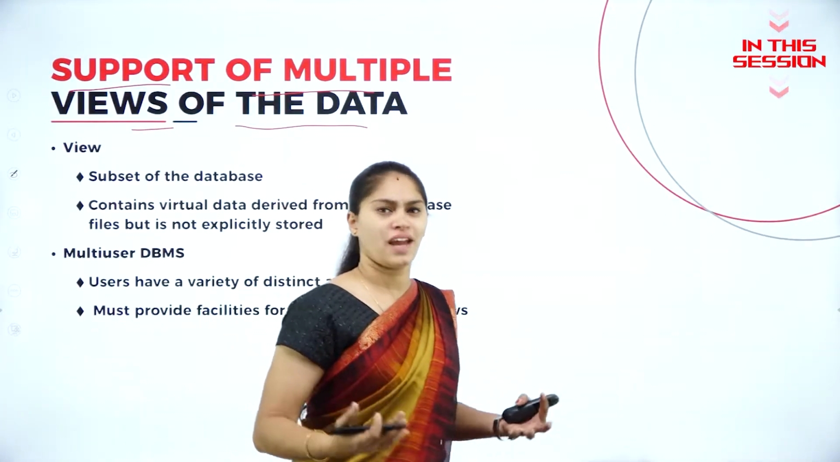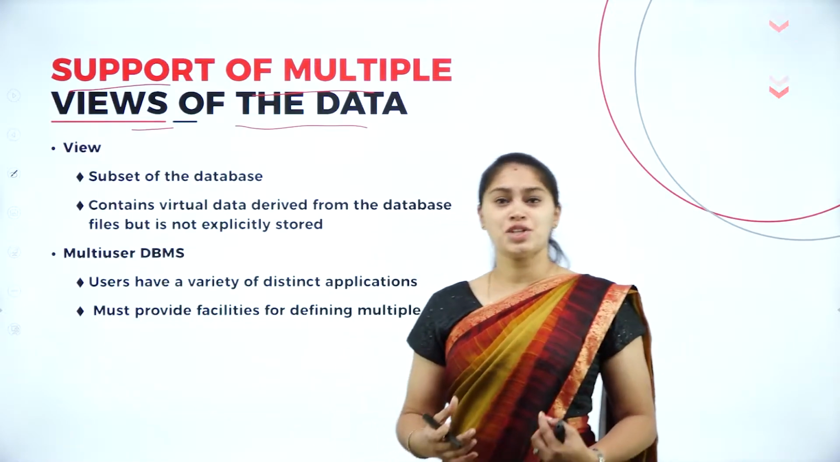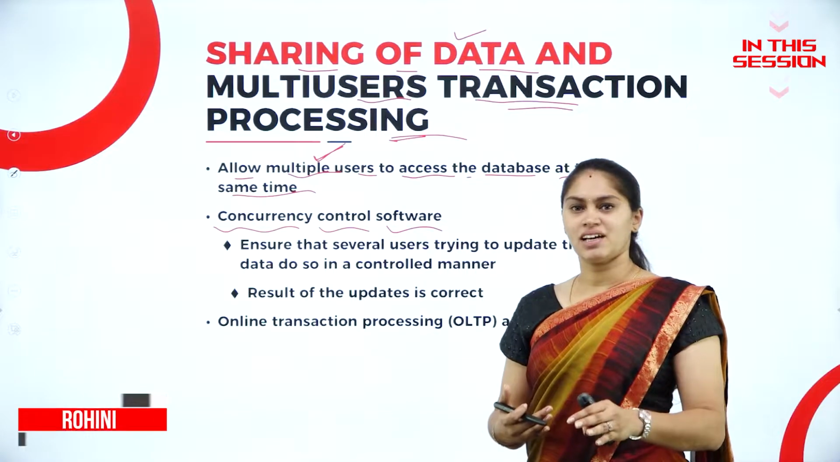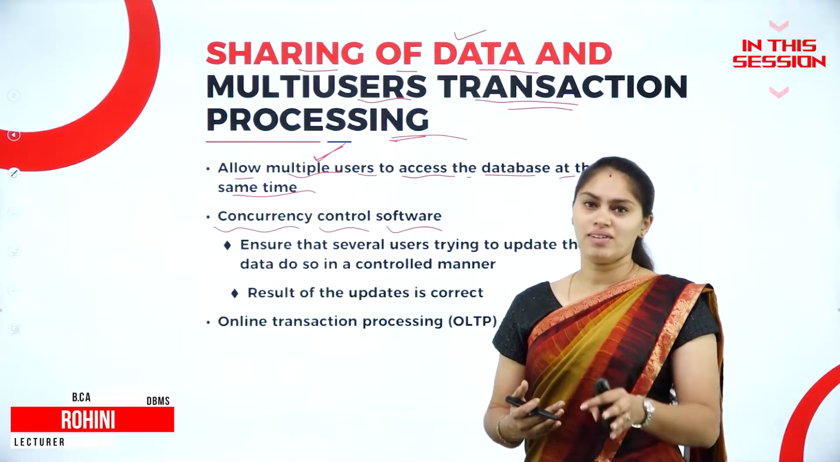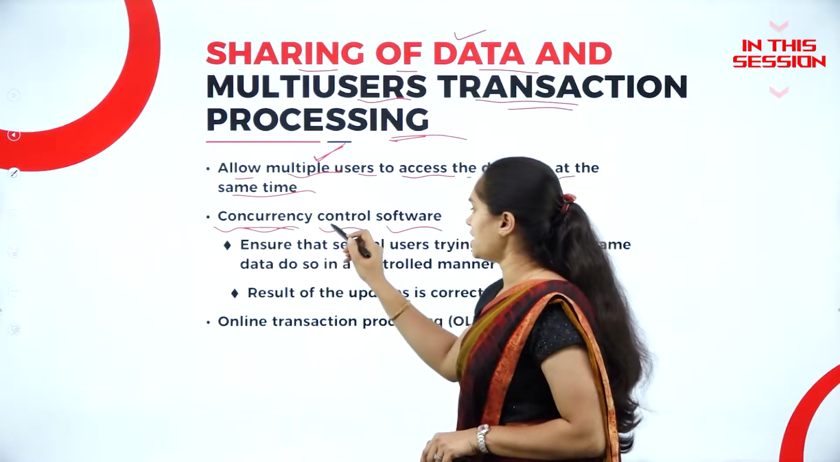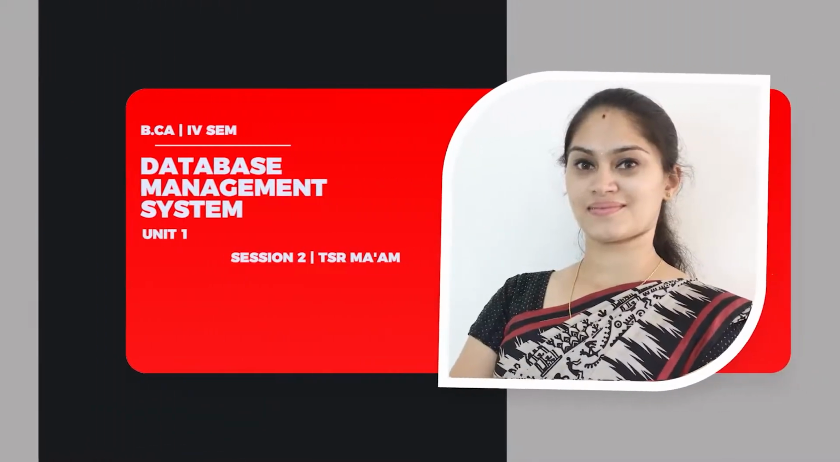Database comprises of n number of users and each user is going to think from a different perspective. Every content of a database should be available at the same time to more than one user. That is regarding what? Concurrency control software.